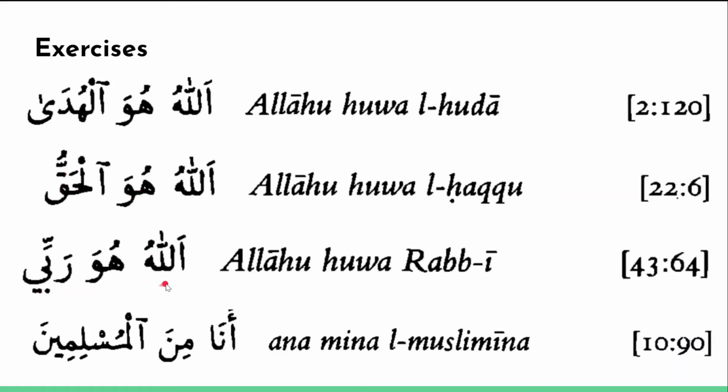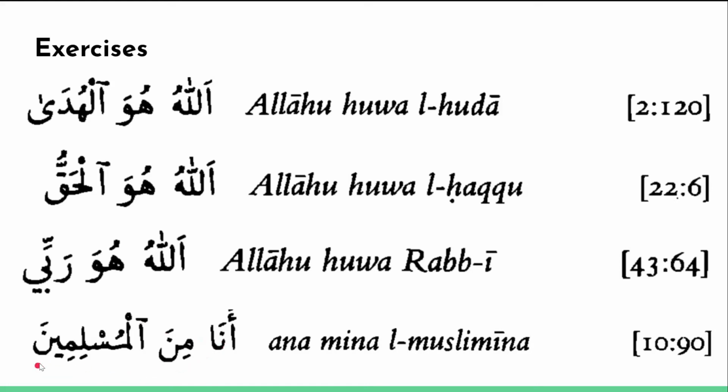Allah huwa rabbi. This is a good example here, because here we again have the same phenomenon, where the predicate here is a definite word. How do we know that this is definite? Why are we saying that this is definite? I don't see an al. This is definite because of the pronoun suffix. Remember, that makes something definite. So Allah, He is my Lord.